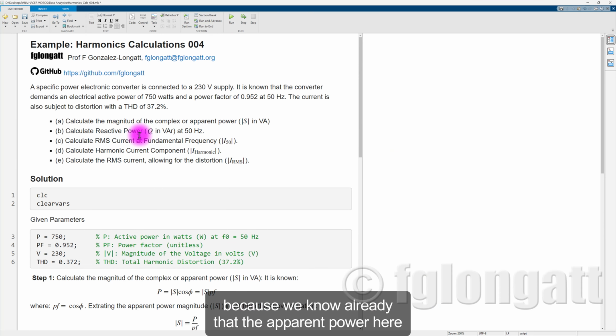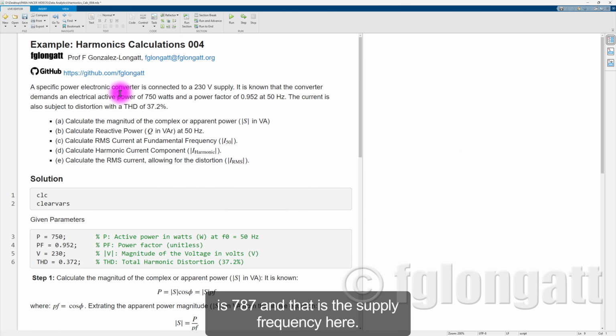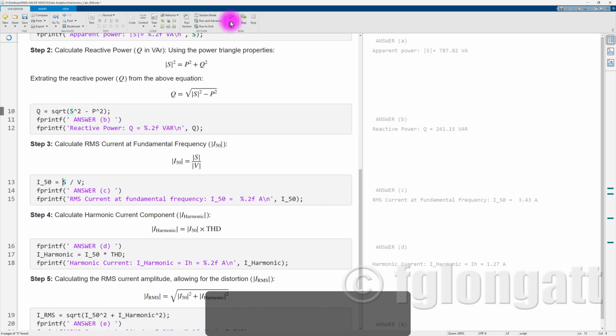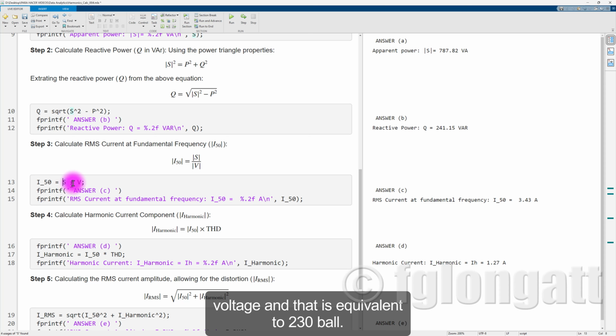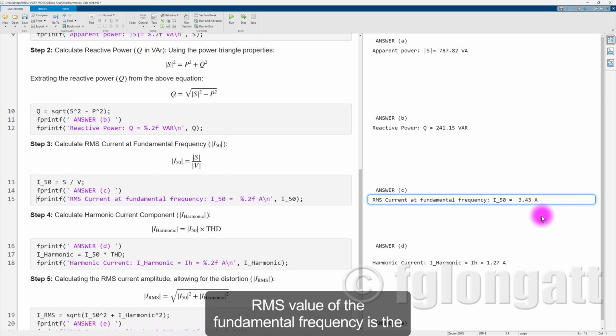Now the interesting part, we can obtain the RMS value of the fundamental frequency current. Because we know already that the apparent power here is 787, and that is at the supply frequency of 50 hertz, dividing the apparent power 787 by the rated voltage, equivalent to 230 volts, we obtain that the RMS current at 50 hertz is 3.43 amps.